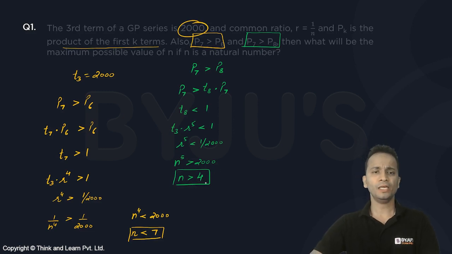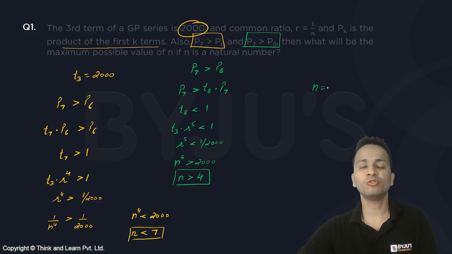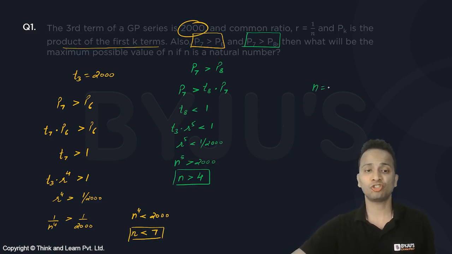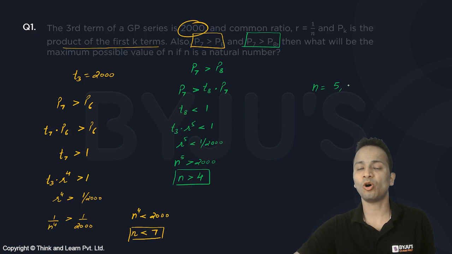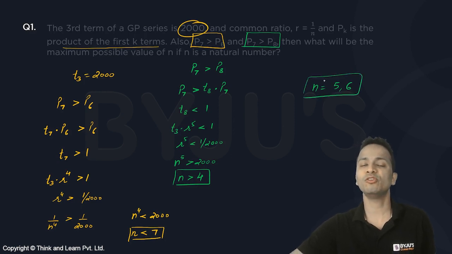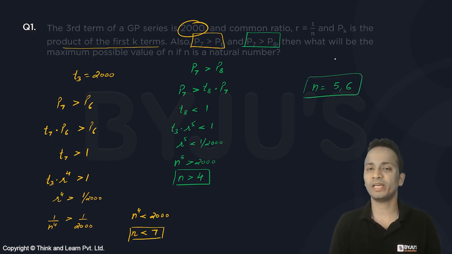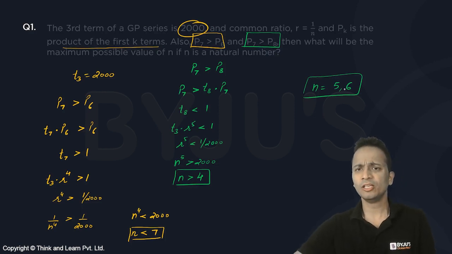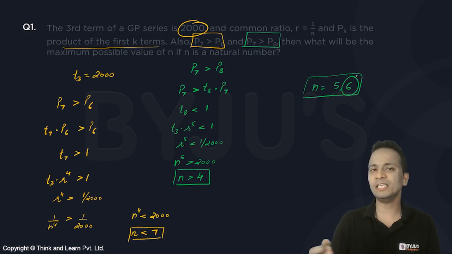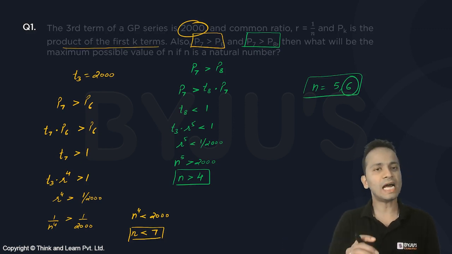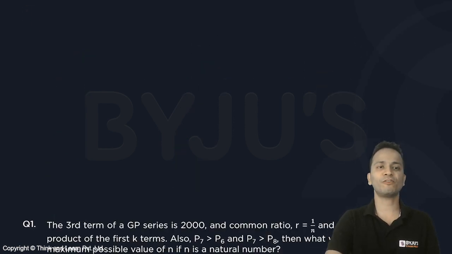All right. Now n is greater than 4 and n is less than 7. So what will be the possible values that n can take such that n is a natural number? So n can be 5 or it can be 6. So there are two values of n which will satisfy the given conditions. But we need to find out the maximum possible value of n. So the maximum possible value of n among these two values will be equal to 6, and 6 will be the correct answer for this question.